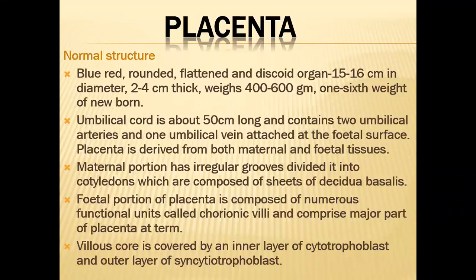It is described as a disc-like organ, 15 to 16 centimeters in diameter, 2 to 4 centimeters thick, and its weight is about 400 to 600 grams, roughly 1/6 of the weight of the newborn. The umbilical cord is about 50 centimeters long and contains two umbilical arteries and one umbilical vein attached at the fetal surface. The placenta is derived from both maternal and fetal tissue, as you know.